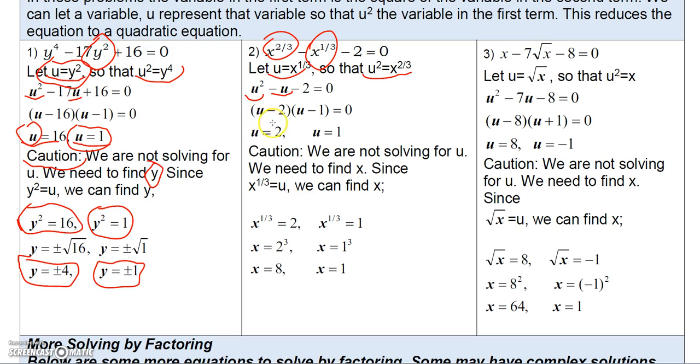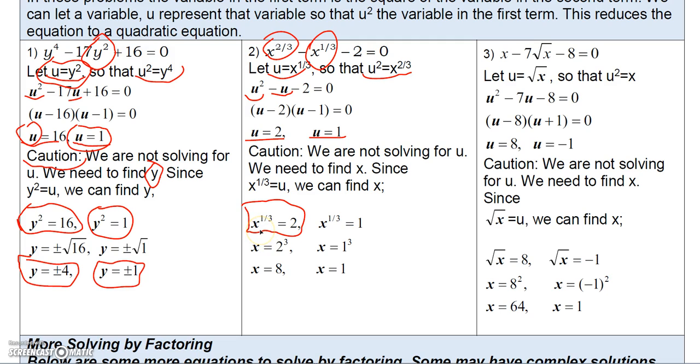And then that factors into u minus 2, u plus 1 equals 0. And then if you solve that, you get u equals 2 and u equals 1. But again, we're not trying to solve for u, we're trying to solve for x. So go back up here, remember, u is the same as x to the 1/3. So I can replace the u here with x to the 1/3 and get that x to the 1/3 is 2. Now x to the 1/3 is really just the cube root.